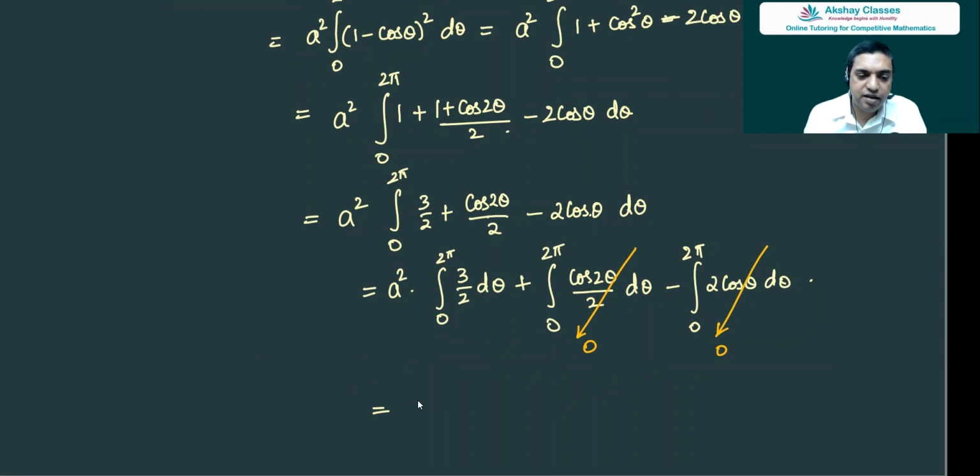Okay, so we get a square into 3 by 2 into theta. Substitute the limit, 2 pi minus 0. So we get 3 pi a square as the area. The area is 3 pi a square square units.